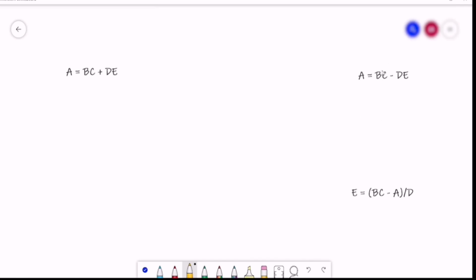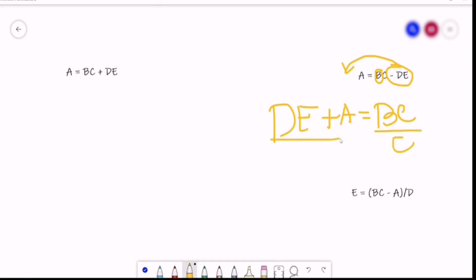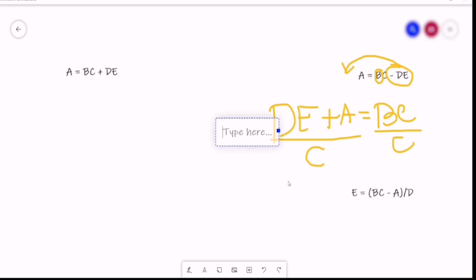Next one to derive is a formula whenever B is missing. So whenever B is missing, all we have to do is, instead of BC being moved to the left side of the formula, it is negative DE to be moved to the side. So that would make DE positive, and then A, and then BC here on the side. So right after that, since B is missing, we have to eliminate C, causing this side to also be divided by C. And then our resulting formula would then be B equals the quantity of A plus DE all over C.